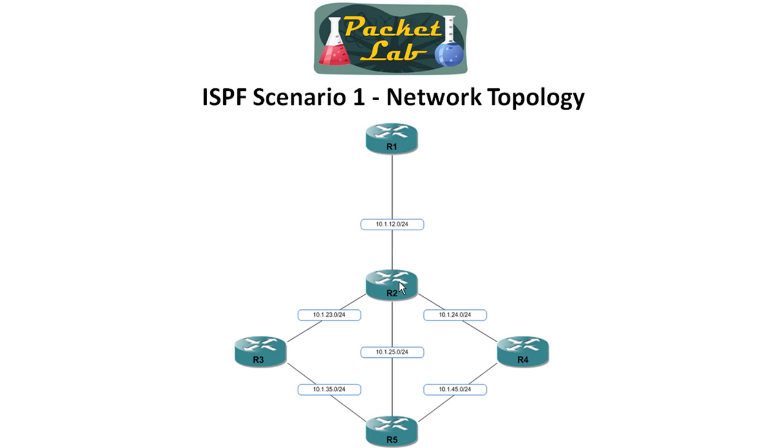To get to R3, well, there's multiple ways I can get to R3. I can take the direct path from R2 to R3. I can go from R2 to R5 to R3. I can go from R2 to R4 to R5 to R3. So there's multiple different paths.